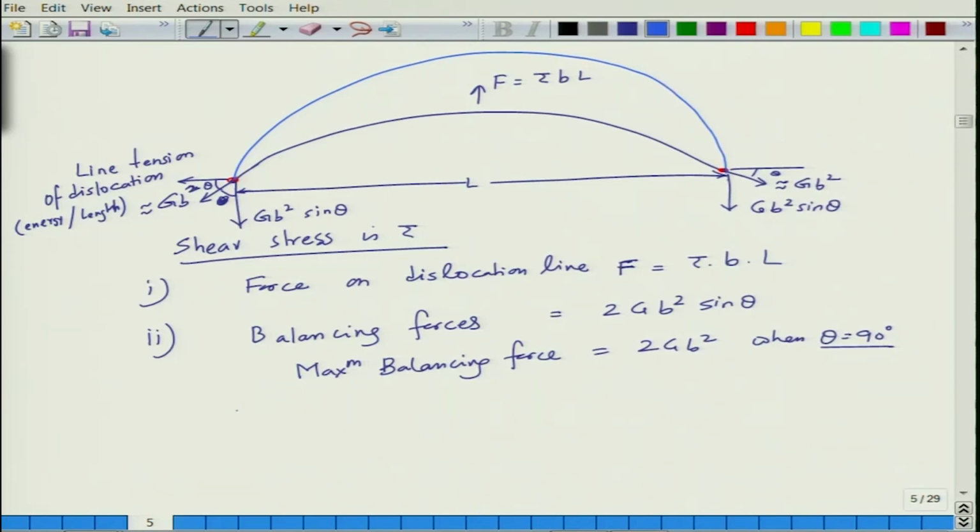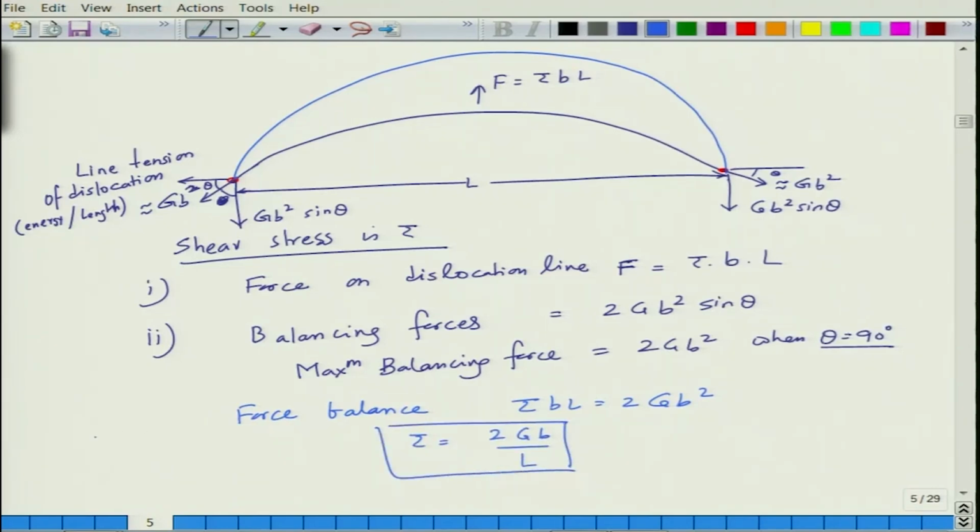So, now force balance requires tau b L is equal to 2 G b squared. So, basically the minimum stress that is required to operate a Frank-Read source is equal to 2 G b divided by L. So, this is basically the minimum stress required to operate a Frank-Read source.